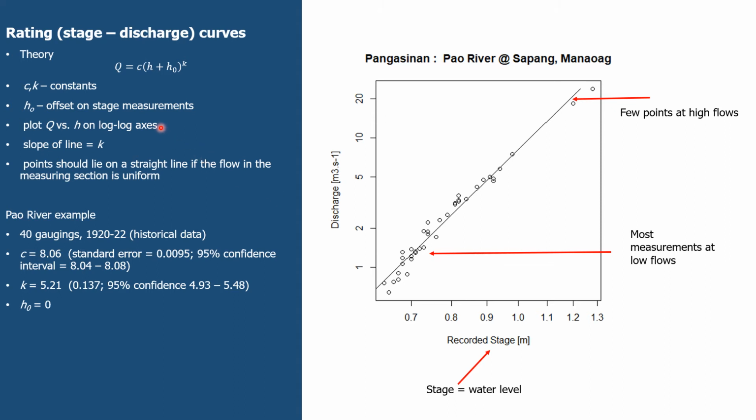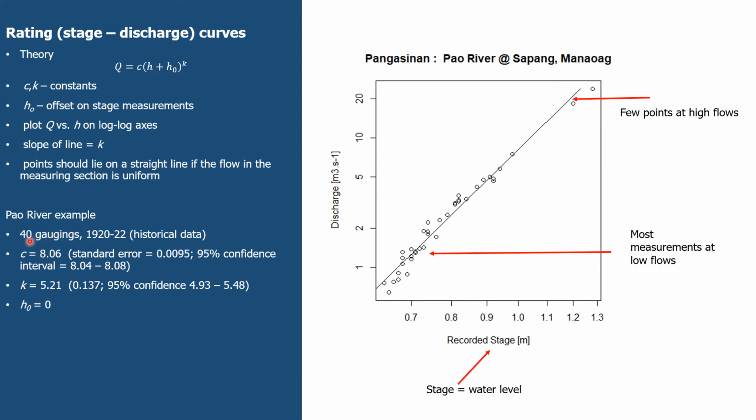When we plot on log-log axes, the slope of this straight line is the exponent K, and the points should lie close to a straight line if the flow in the measuring section is uniform, if it's not accelerating, it's not going around bends, and also if our measurements are reliable. And as I say, at high flow, it's more difficult to make reliable measurements.